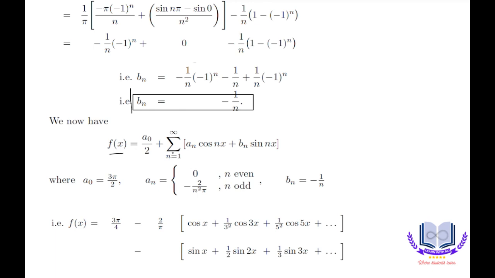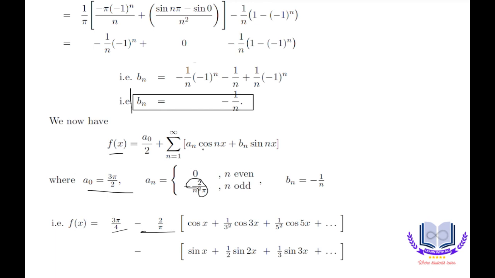So we have a function f and we have a naught as 3 pi by 2. So just simply put in fx, a naught by 2, which is 3 pi by 4. Okay. Now we have to put the value of an. So an value for n even is 0, for n odd it is minus 2 by n square pi. So we have taken minus 2 by pi as common.